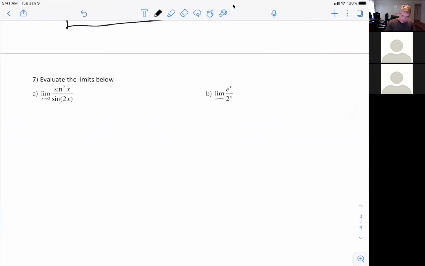So finding limits, if when you first look at it, it is 0 divided by 0, or it's infinity divided by infinity, then you could use L'Hopital's rule.